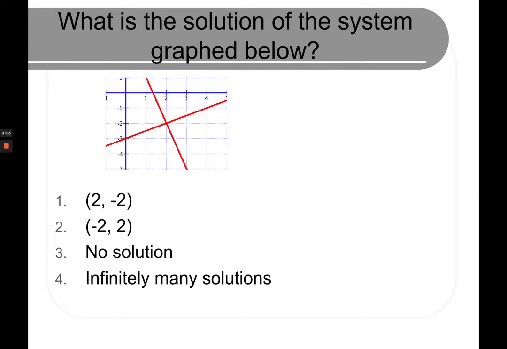First example, what is the solution of the system of the graph below? Very simple. Since there's a solution, we just determine the x coordinate first, which is +2, and the next is your y coordinate, -2, and therefore it should be the first choice.